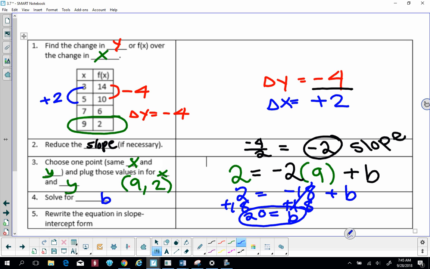Last thing is you just write the equation. So my equation is y equals negative 2, because that was my slope, x plus 20. So that's the third delta method.